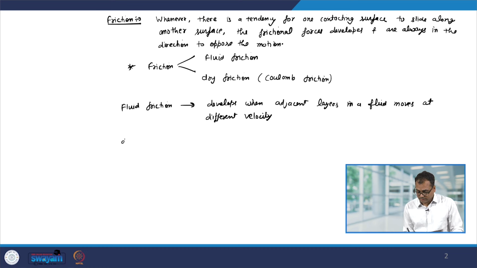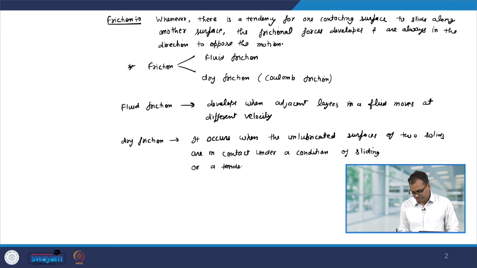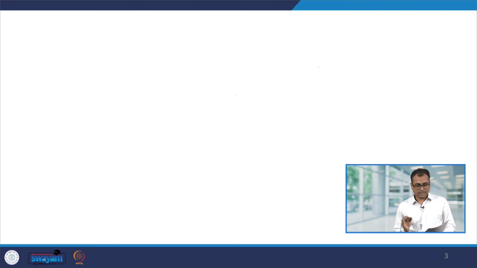And dry friction occurs when the unlubricated surfaces of two solids are in contact under a condition of sliding or a tendency to slide. So, if you have two surfaces which are in contact and they have a tendency to slide, in that case we will have dry friction. Now, let us discuss the static and kinetic friction.